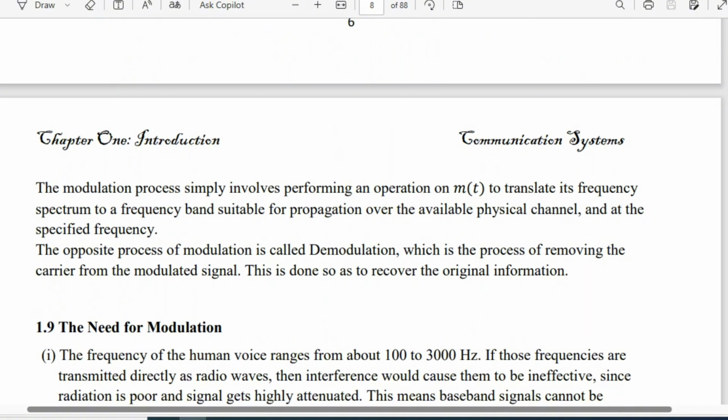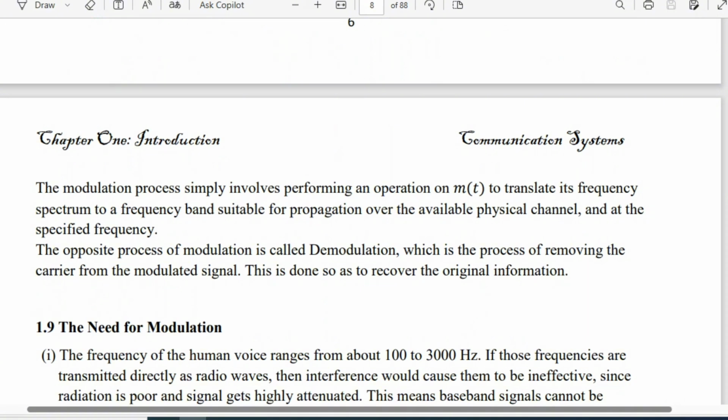The opposite process of modulation is called demodulation, which is the process of removing the carrier from the modulated signal. When the toy car with the message box reaches the end, you take the box out of the car to get your message back. This is done so as to recover the original information. You open the box, which I also call removing the carrier, to see the original message you packed inside.